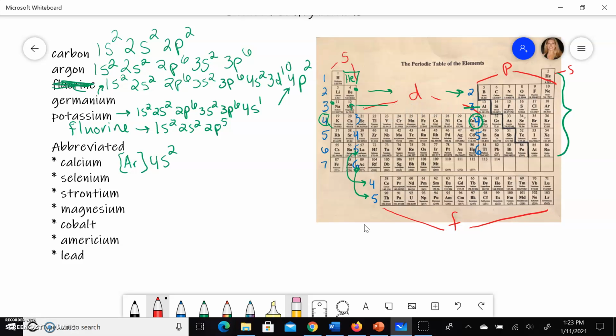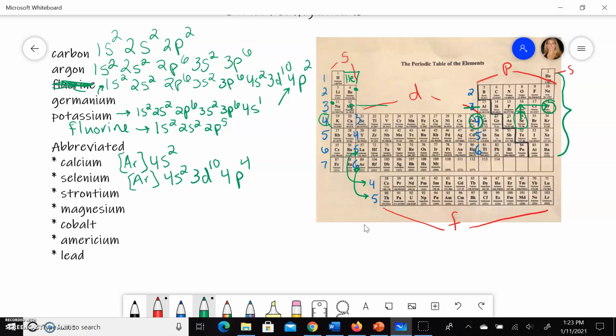All right, let's do another one of these abbreviations. Selenium is over here, number 34. So we're going to go up to sulfur and then all the way across, and again we're going to have argon in brackets. And then we can start at 4s2. Don't forget about the overlap, so then we're going to go down to 3d, and all the way across for D is 10, and then back up to 4p, and we count across 1, 2, 3, 4. Selenium is number 4.